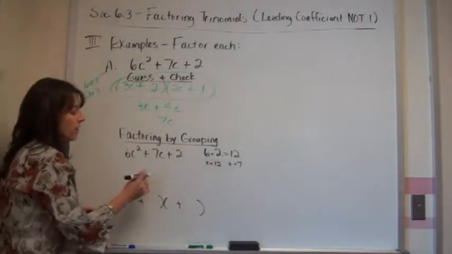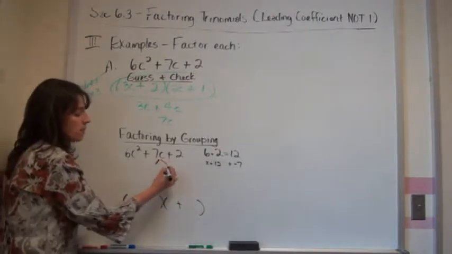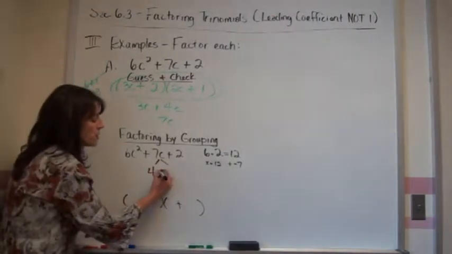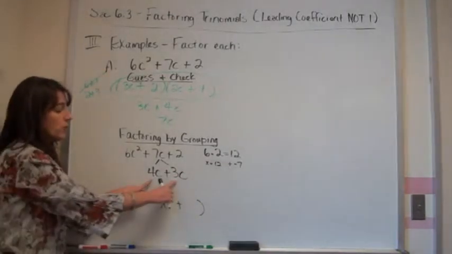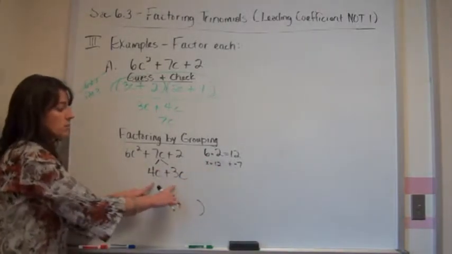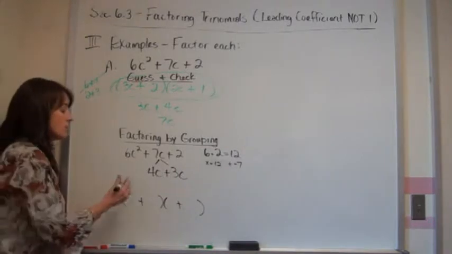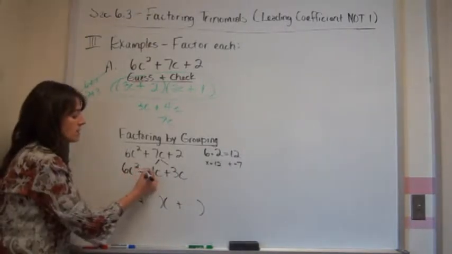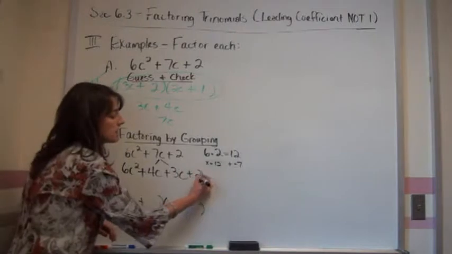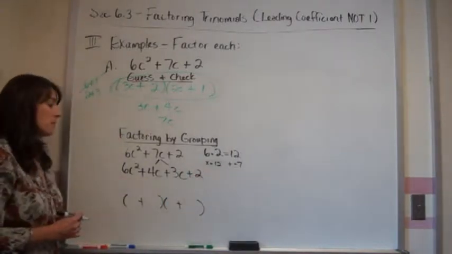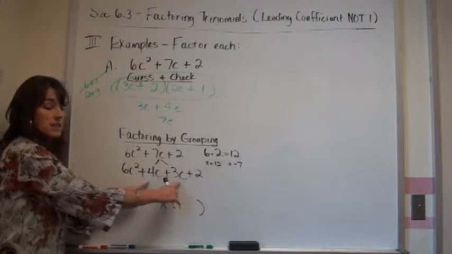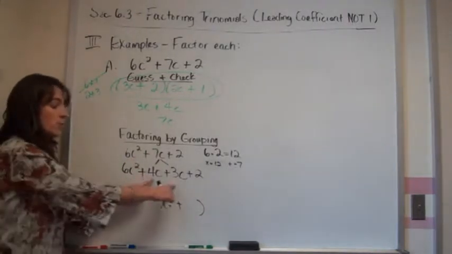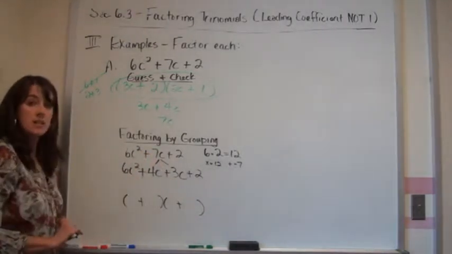So what happens with factoring by grouping is I'm going to take this up and split it up as a 4c and a 3c. Because 4 and 3 add to be 7, and 4 times 3 will give me 12. Basically what I'm doing is taking this trinomial that is sitting in front of me and expanding it a bit. Here's the 6c squared, here's the 2, and the 7c has now become a 4c and a 3c, because 4c plus 3c will give me a 7c.